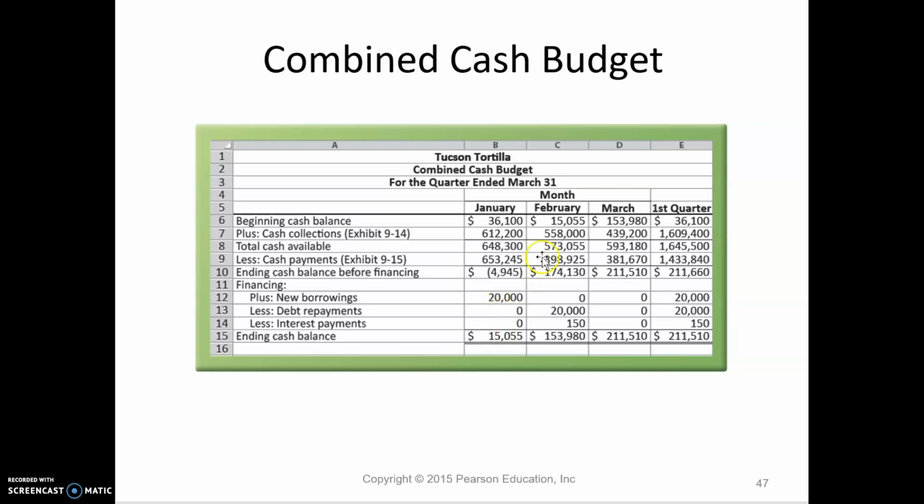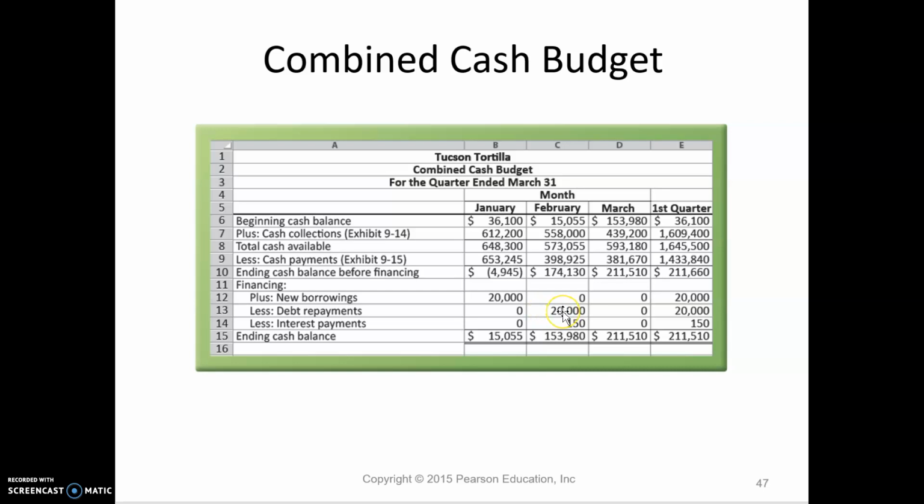Then that ending cash balance becomes the next month's beginning cash balance. Again, we add the cash collections from the cash collections budget, subtract the cash payments from the cash payments budget, and we get our ending cash balance before financing. We can see here that they've got way more than the $15,000 required minimum, so they can pay off the line of credit from last month.